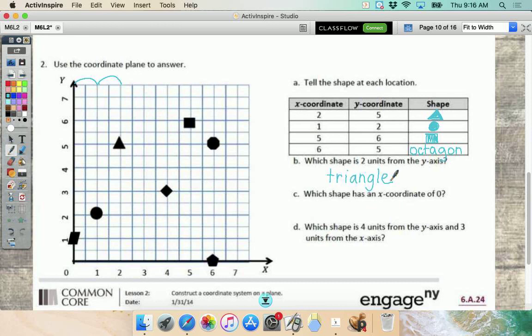Okay, now we have to be very careful on the next one. Which shape has an x-coordinate of 0? So when I start, I'm going to start at 0 here. And my x is staying at 0. Which shape is it? The parallelogram. You can draw it if you want. I'm going to write it. Kind of like to write that word.